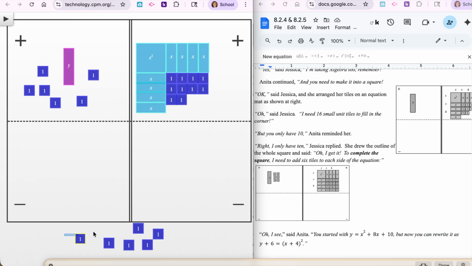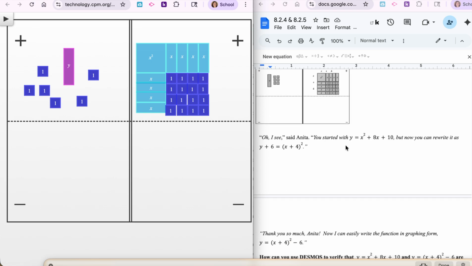So now that I've got my 6 unit tiles here that I'm adding on to each side, now I can go through and actually fill out the rest of this square. And yes, I know mine isn't perfect. It's a little hard to do this with just a mouse, but it is a square.